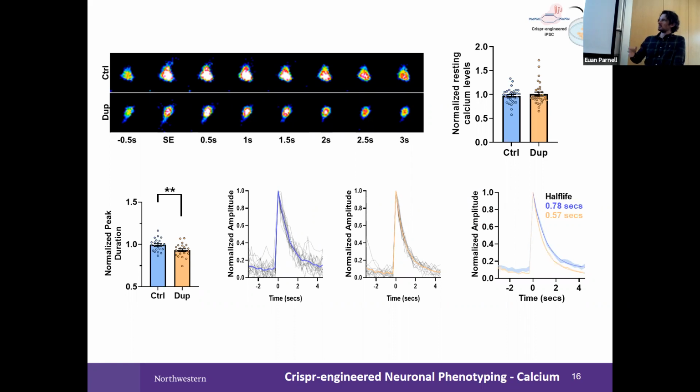When we plotted out multiple events from multiple cells from multiple coverslips and overlaid them on top of each other and compared them, we saw a significant increase in the recovery after a calcium event, which supports our transcriptomics. There's a change in how the cells are processing calcium information.